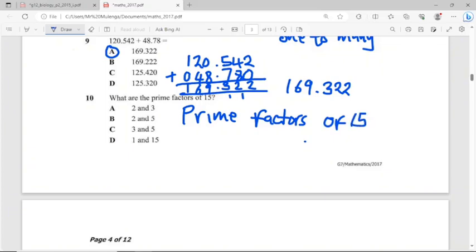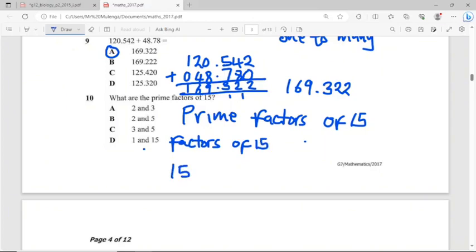So first thing, before you answer this question, there are two things that you must take note of. There is prime and factor. Prime factors, we have to consider the prime numbers. Then factors, we have to consider the factors of 15. So first thing, we are going to write the factors of what? 15.